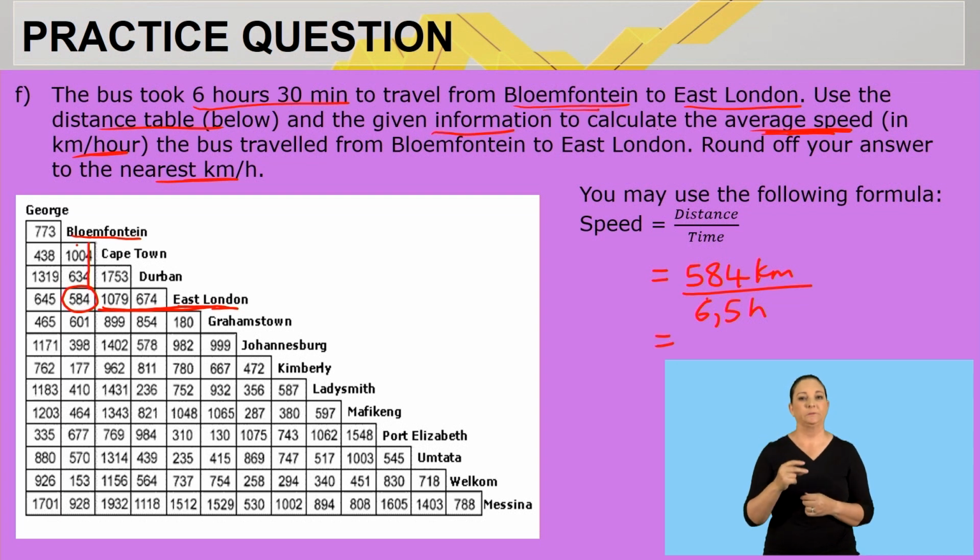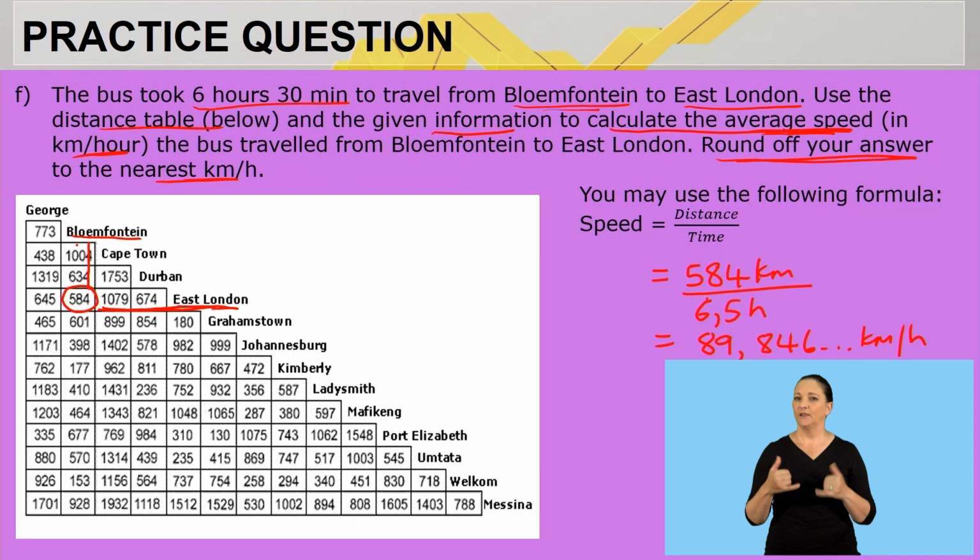Remember, it says calculate the average speed in kilometers per hour. So that will be 89,846, and it gives us a few other digits there as well. Kilometers per hour, right? What is the last step that I need to do? Round off your answer to the nearest kilometer per hour, right? So now I look, there's my decimal. First digit after the decimal is 8, which is more than 5. So therefore, if I round this off, 89 now becomes 90 kilometers per hour.